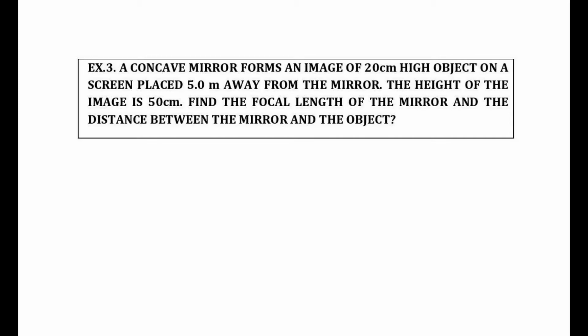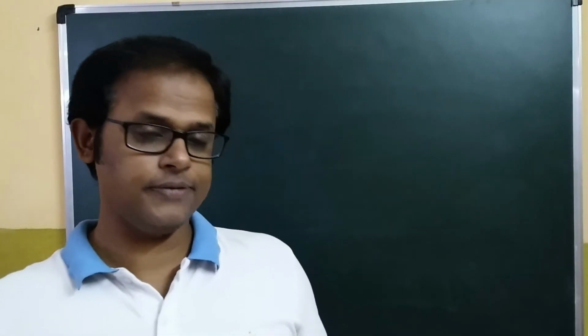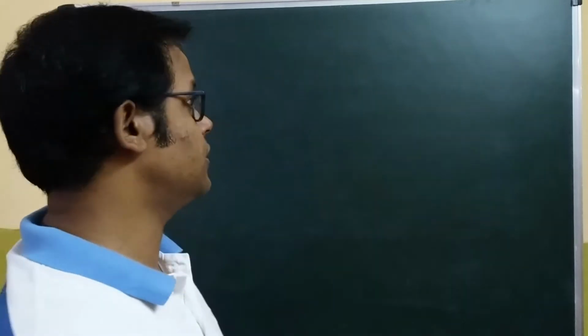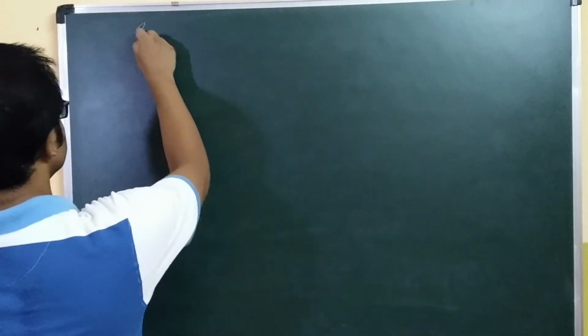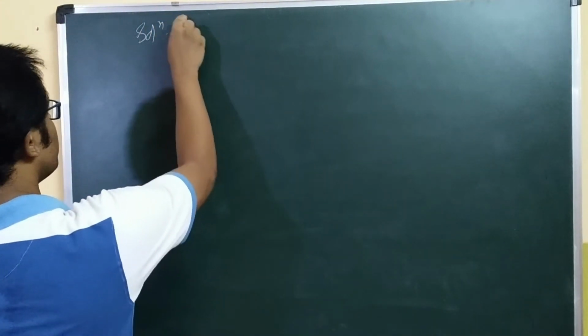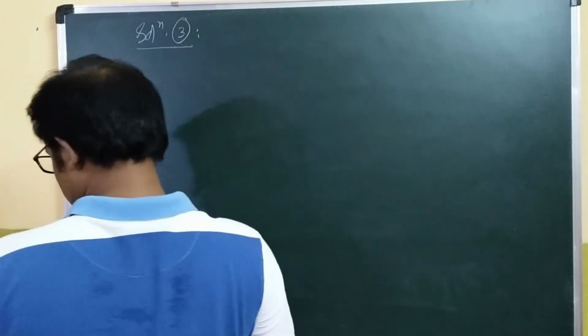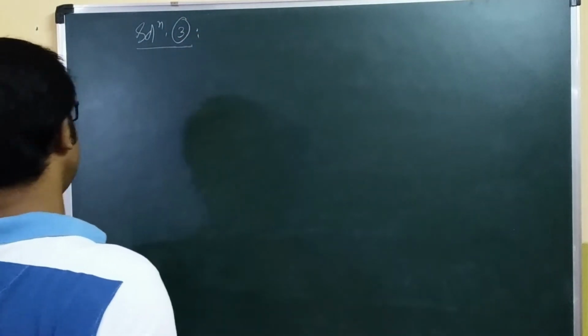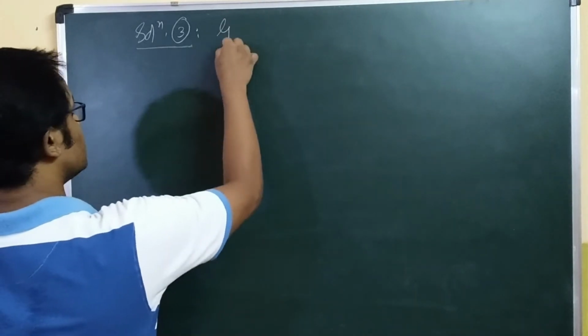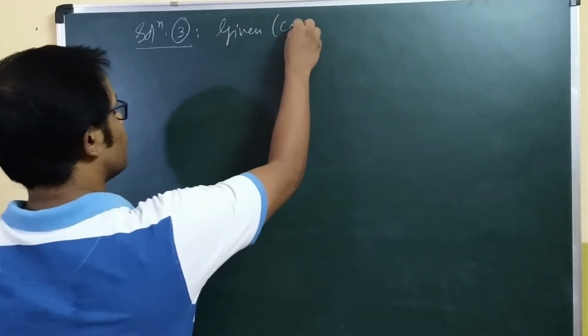A concave mirror forms an image of a 20 centimeter high object on a screen placed 5 meters away from the mirror. The height of the image is 50 centimeters. So find the focal length of the mirror and the distance between the mirror and the object. Alright. Again, the question I have chosen here is related to a concave mirror. So let us solve it. Solution to question number 3. The question says the height of the object is given for a concave mirror.